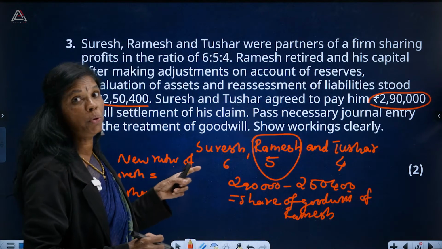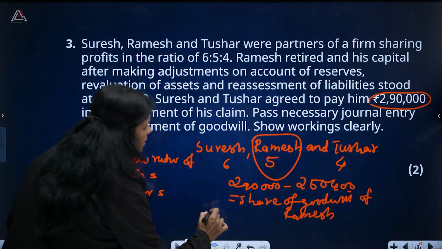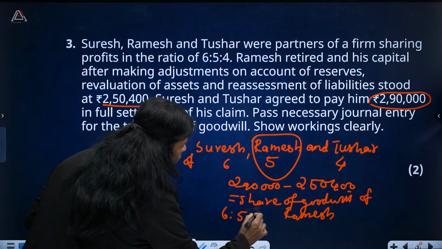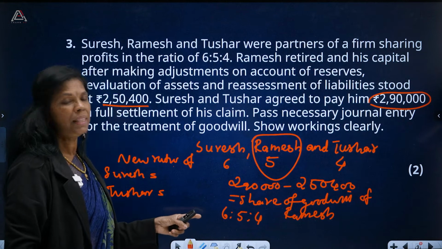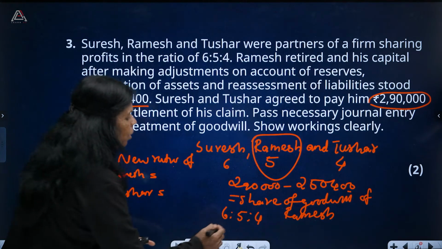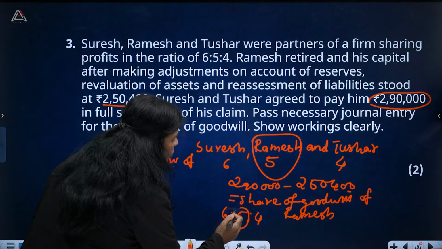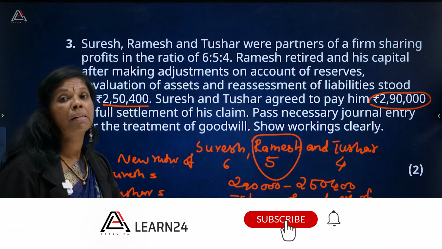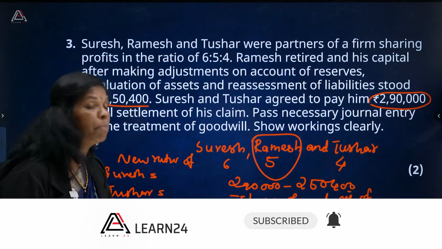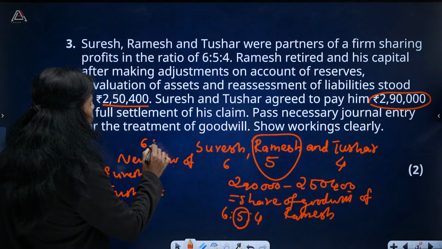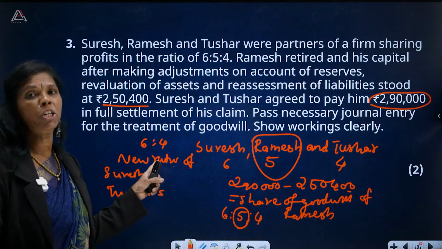Okay. Then new ratio of Suresh and Tushar. How to find out the new ratio? This is their old ratio, 6:5:4. Then who retired? Ramesh retired. So this share we have to strike, we have to avoid Ramesh's share. Then what is the remaining? 6:4. This is the remaining share.